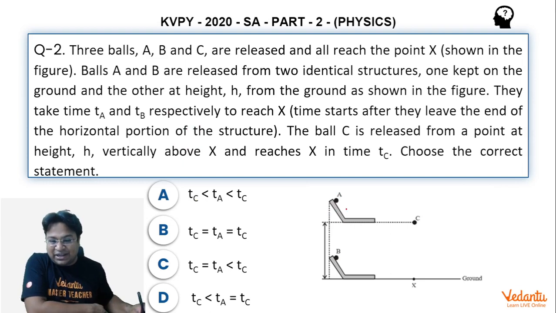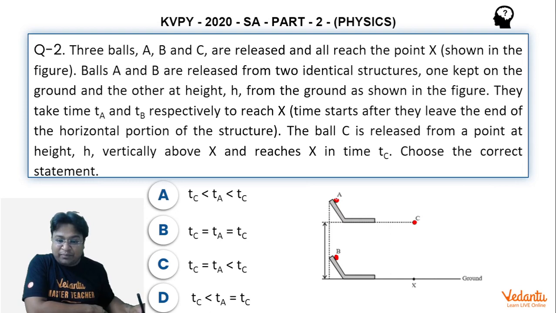It says that there are two L-shaped structures. One ball A is released from here, another ball B is released from here, and a third ball C is released from here. Now after releasing A and B, we can expect from the identical nature of the situation that whatever happens with ball A, the same thing will happen with ball B.